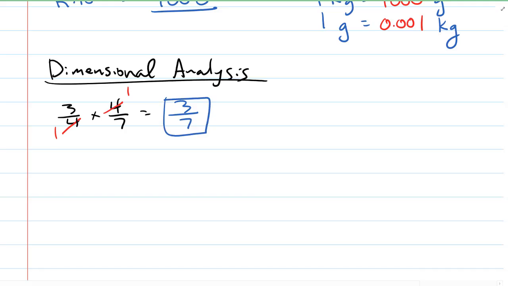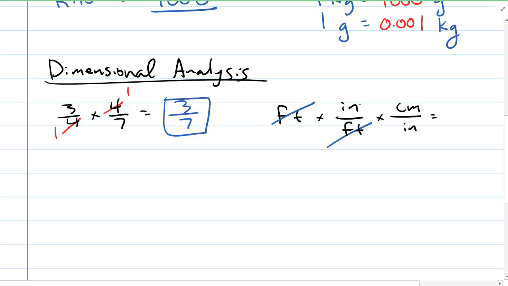So now if we used a similar scenario and we took feet times inches over feet times centimeters over inches, the units we're going to wind up with in this case will be centimeters. We wind up with centimeters because feet will cancel out, inches cancel out, they all become 1 over 1. So the units on this one wind up being centimeters.